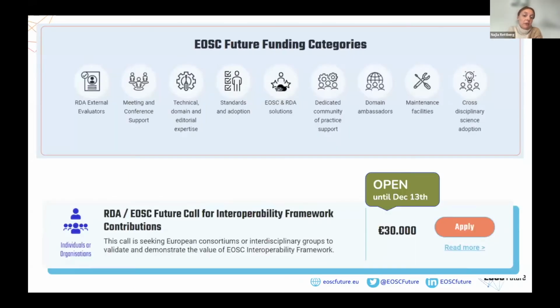Okay, so on to the Interoperability Framework call. This is open until the 13th of December. You can apply, and I'll give you the link at the end. You can take a look at the specification of the call, and you can raise any questions with us after this webinar, of course.